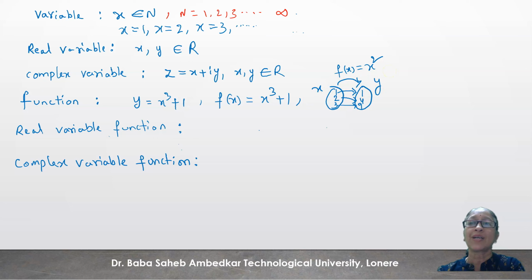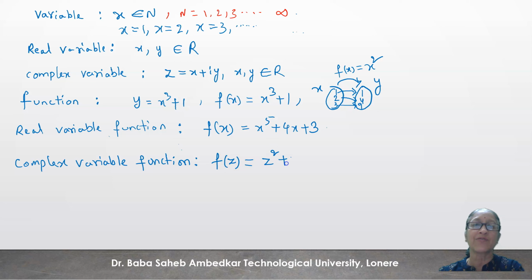Then what is real variable function? If this function contains real variables, if f(x) equal to x power 5 plus 4x plus 3, this is relation between x and f of x. Here x is real variable, so this function is called real variable function. Here if we consider complex variable function, then complex variable function contains complex variable z. If f(z) equal to z square plus 1, then the relation between f of z and z is nothing but a function. So we can define function as an expression in terms of given variable.